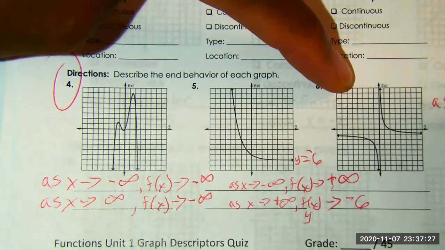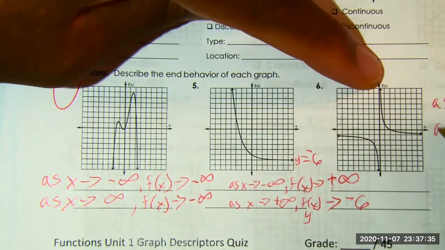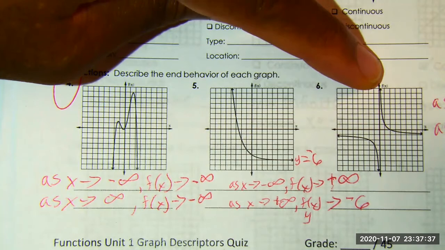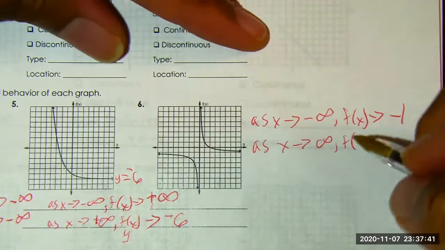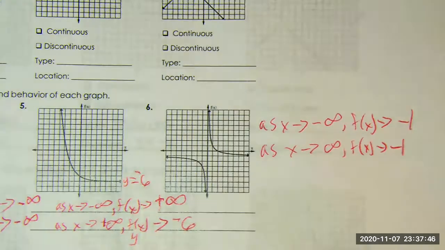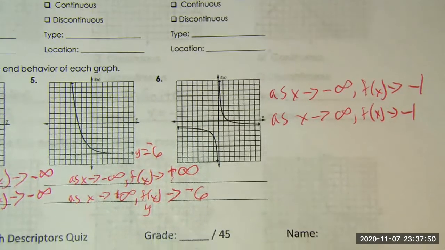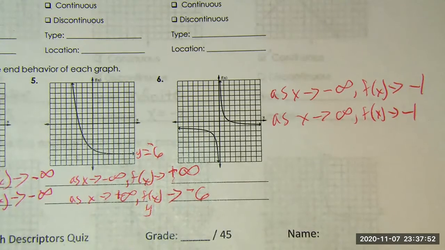Here, as x tends towards negative infinity, f of x tends towards negative 1. As x tends towards positive infinity, f of x tends towards negative 1 as well. I already did that for the quiz. I'm sort of bored with doing that, but you guys get it. Pause it or do whatever you need to review it.